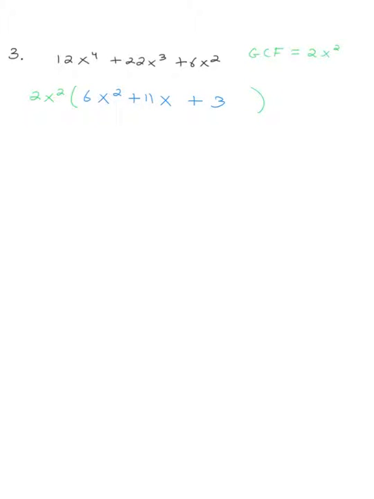You can check to see that this is correct by multiplying this back in, and it should take you to your previous step. But I'm done with the 2x squared. I now have to deal with the 6x squared plus 11x plus 3. Does this thing factor? Can I break this up into two pieces? That is, can I write this as 2x squared and then the product of two other things?